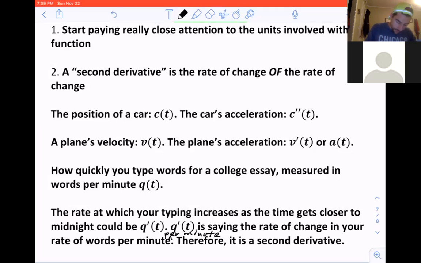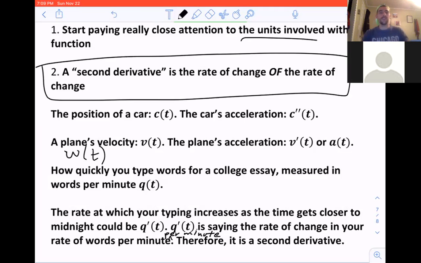And just for extra nerd fun, maybe our position function would be w of t, where we could model how many total words you've typed over time and graph that out. We could comment on the rate of change of how quickly you're typing words. And then, like I just said, the rate of change of how quickly you're typing words as you get closer to your deadline. So I want you to start thinking about the units, start thinking about the second derivative as the rate of change of the rate of change, and start thinking about how calculus is everywhere. Anything that is changing, moving throughout time, we can analyze with this beautiful math language of calculus.